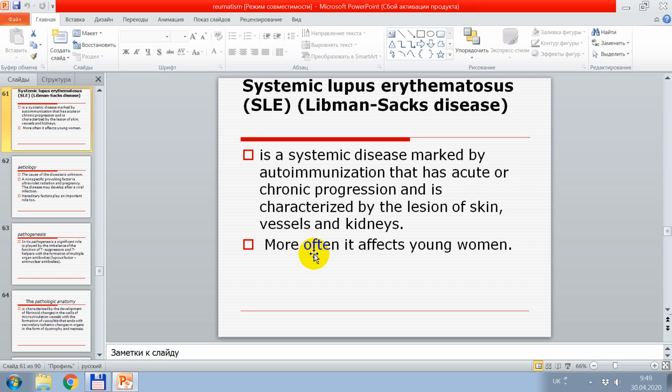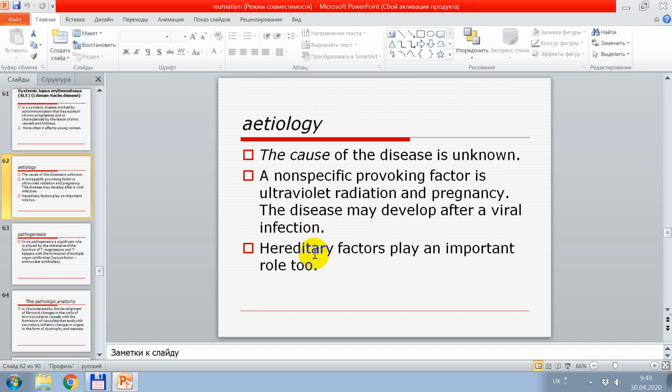Systemic lupus erythematosus, or disease of Libman-Sacks. It is a systemic disease marked by autoimmunization that has acute or chronic progression and is characterized by the lesion of skin, vessels, and kidneys. More often, it affects young women. Etiology. The cause of the disease is unknown. Non-specific provoking factors are ultraviolet radiation and pregnancy. The disease may develop after a viral infection. Hereditary factors play an important role too.